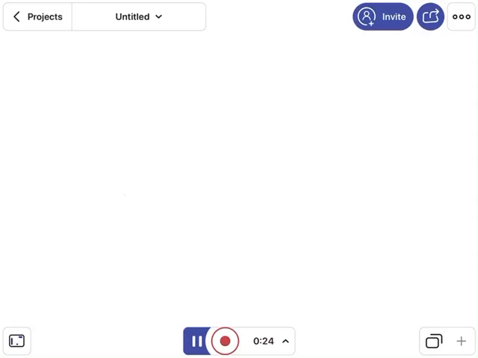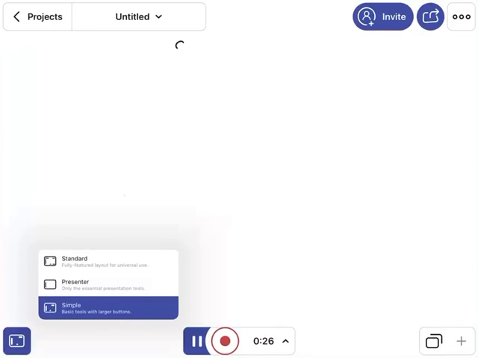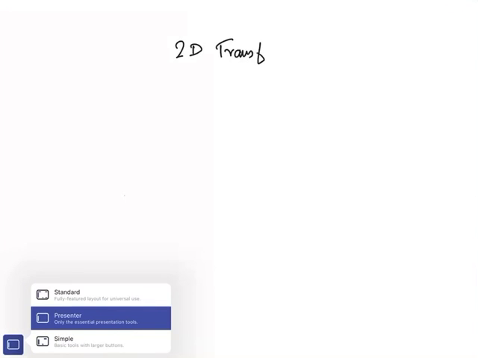Today I will discuss two-dimensional transformation. Two-dimensional transformations consist of the following operations. Number 1, translation.